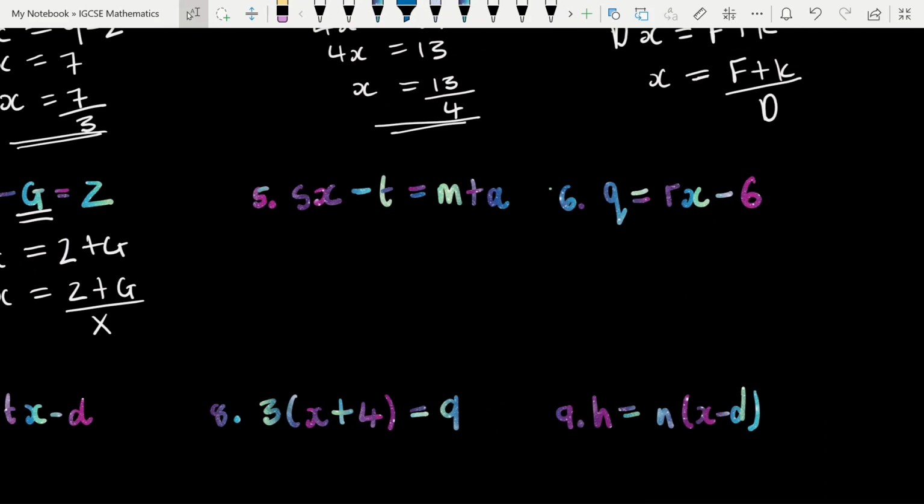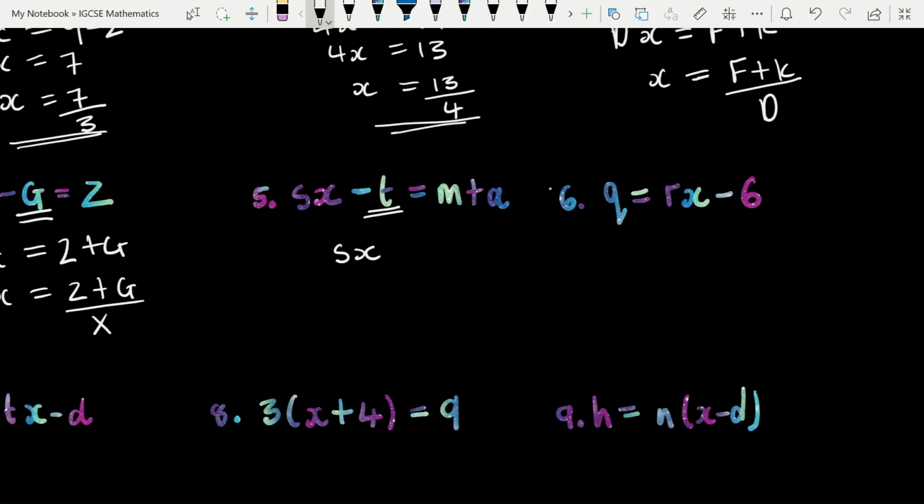Now we have another one. Sx minus t is equal to m plus a, okay? We're getting used to it now. What do we do? We start with this t. Goes to the other side. We remain with sx. Why? Because t is subtracting. He's further from x than s. S is right next to x. So we start with things that are far away. We start with things that are further away.